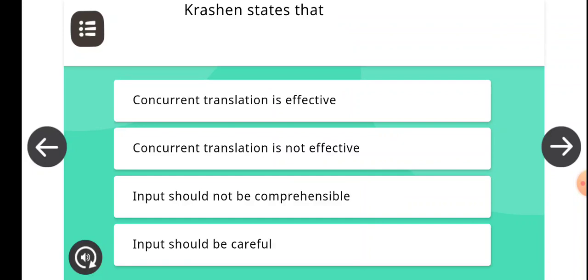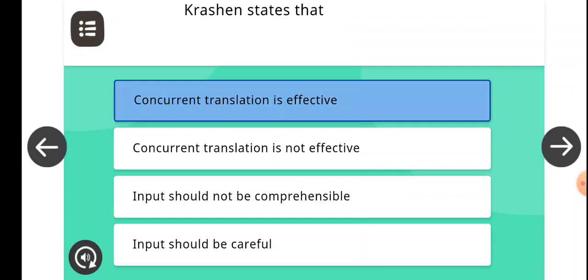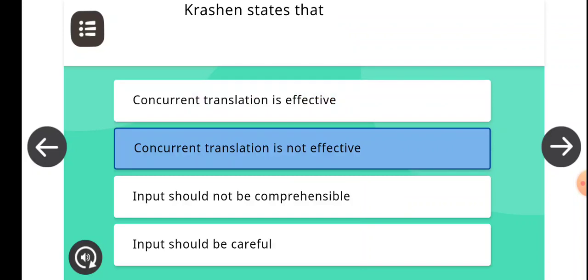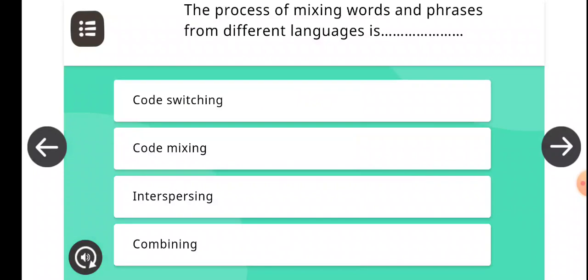Before the answer, first of all, we should understand what concurrent translation is. I think concurrent translation means both languages are used in a balanced manner. While balancing these two languages at the same time, parallelly, we might find many problems. So 'concurrent translation is effective' is not the right answer. 'Concurrent translation is not effective' is the right answer. As per the question, concurrent translation is not the effective one. Next, let's move on to the next question.